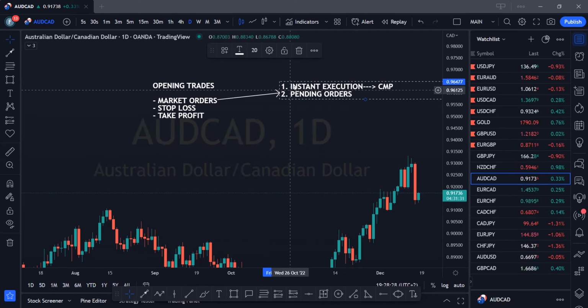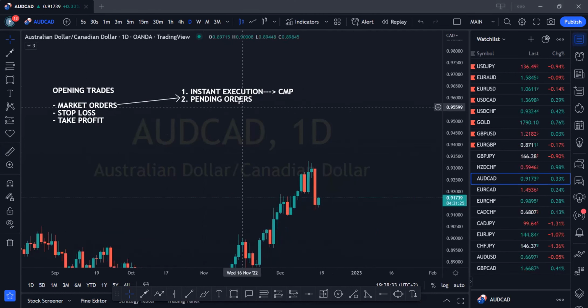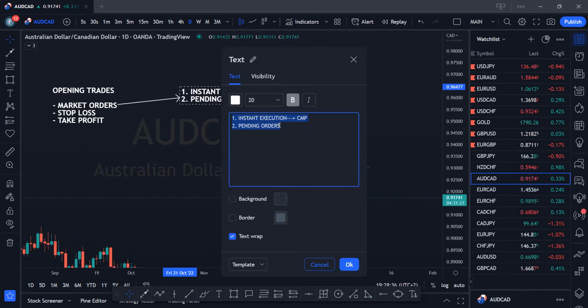So the next way to enter a trade is via pending orders. And for pending orders, we have 4 different kinds of pending orders, all right? The first type of pending order is your sell limit order, you have sell stop, you have buy limit, and then you have buy stop.